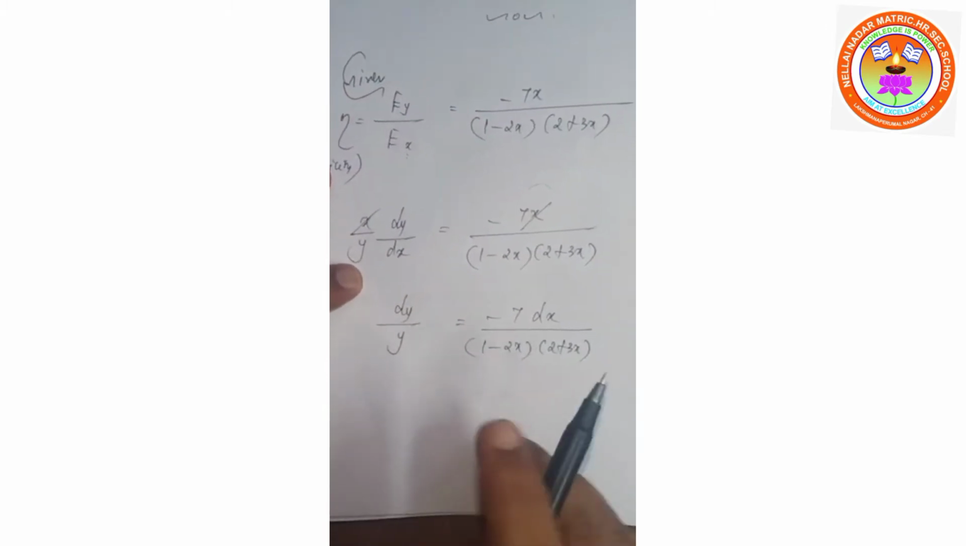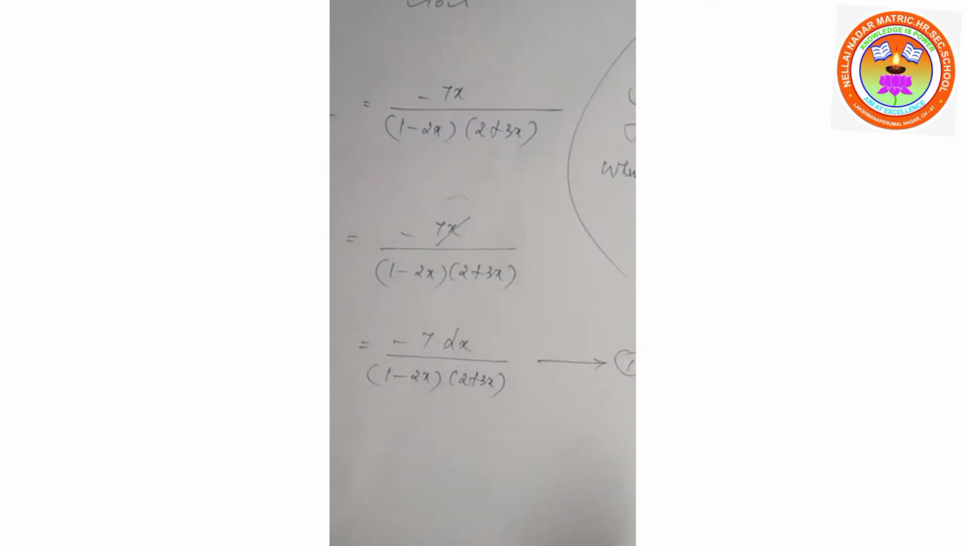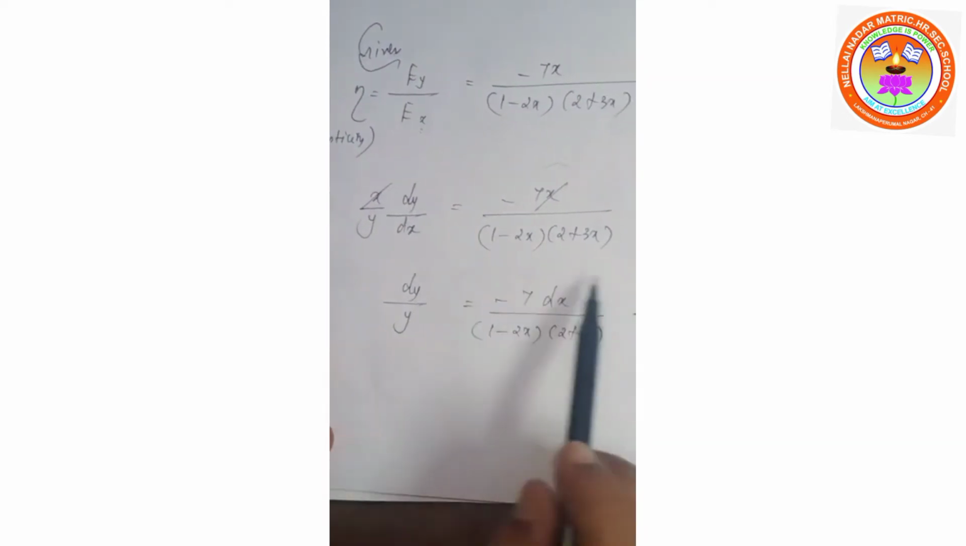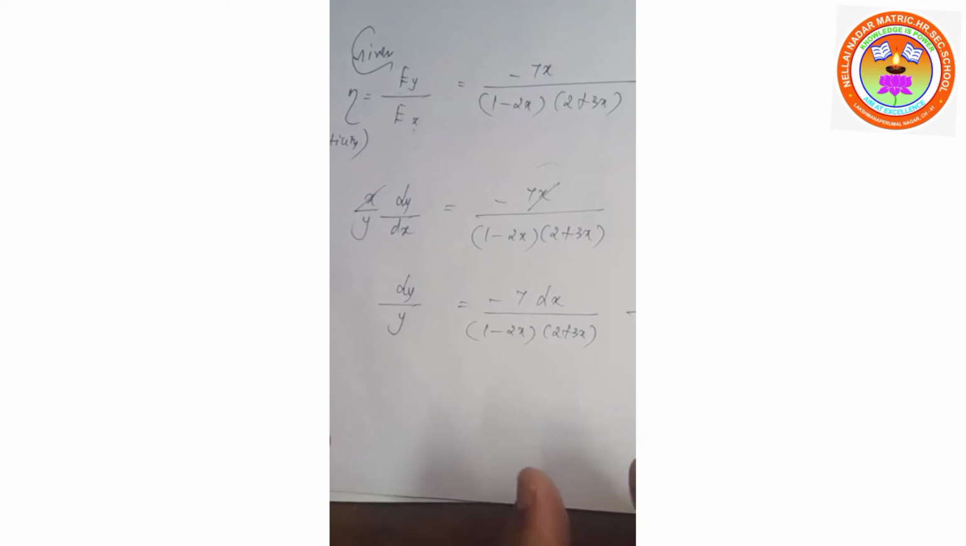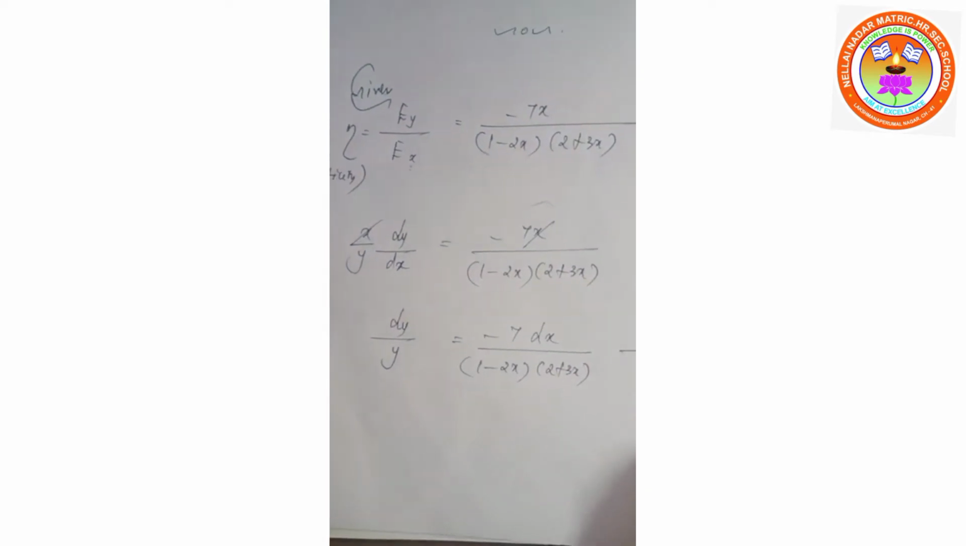Now let it be number 1. Before integration, now variables been separated. Look at that, all y terms in left hand side, all x terms in right hand side. Before integration we have to go for the partial fraction.